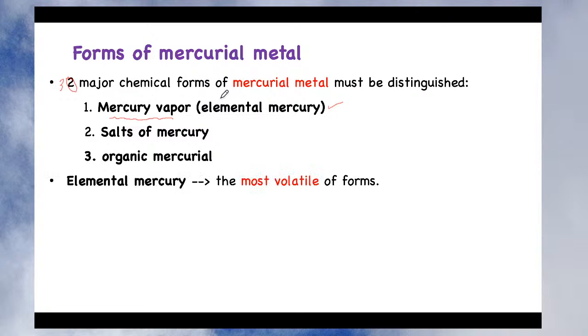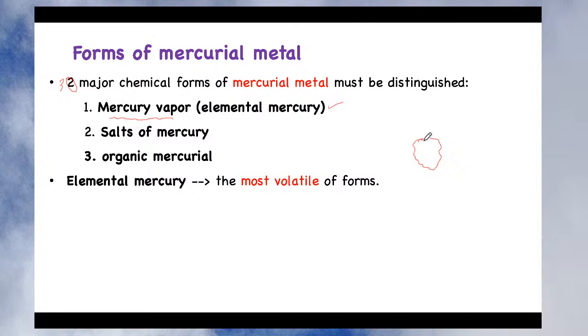So elemental mercury is the most volatile form of mercury. What do you mean by volatile form? Suppose it is present in a liquid form, because you know that mercury is present in liquid form. So from liquid to vapors, it is quickly converted. Since the speed of conversion from liquid to vapor is very quick, it is called the most volatile form of mercury.